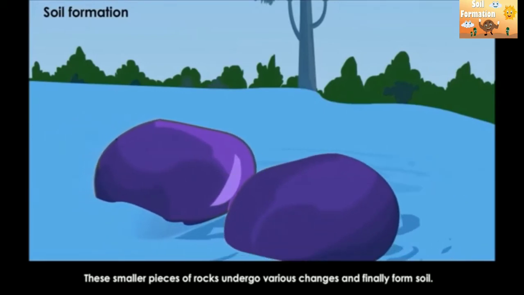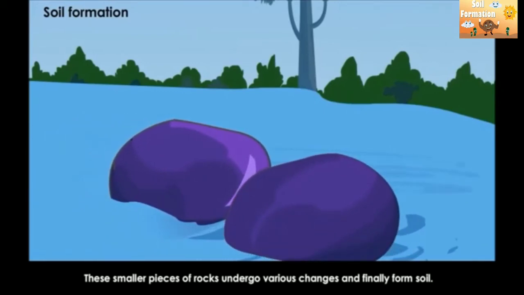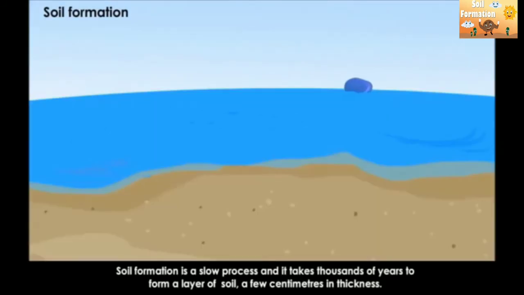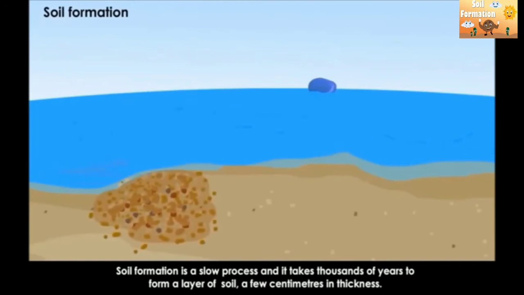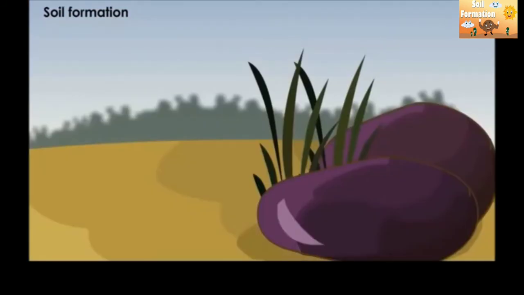Now, this soil formation doesn't happen within a few days or years. It takes thousands of years, and it is a very slow process. Only a few centimeters of soil is formed over thousands of years. So you can imagine how long it must have taken for so much of the soil and sand which is there right now on our planet to have been formed.